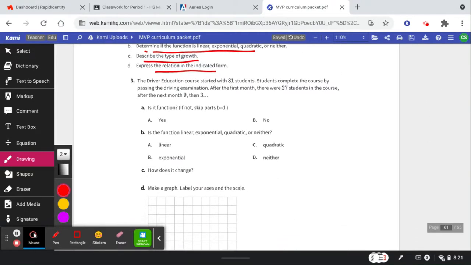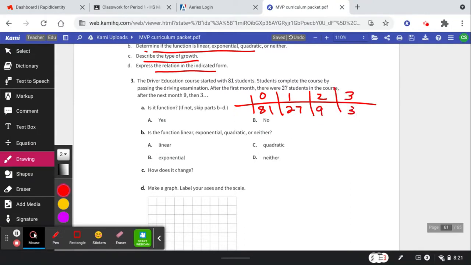So number 3 says driver's ed course starts with 81 students, and then as they complete the course by passing it, for the first month, there were 27. So we've got number of students and number of months going on here. So it started with 81 students. After the first month, there were 27 still in the course, and then there were 9, and then 3.